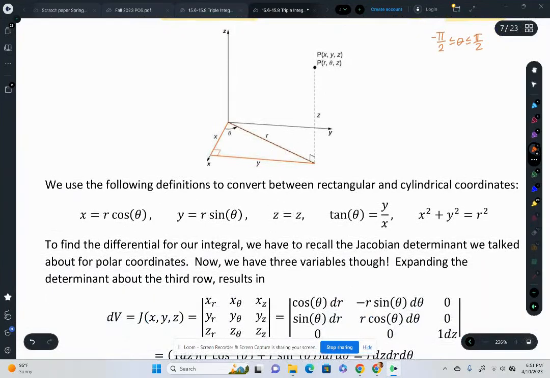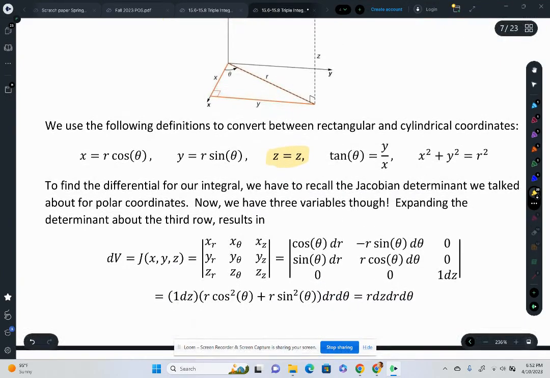We have the exact same conversions as well. X is r cosine theta, y is r sine theta, z gets to be z. So that's the big difference right here is we've added in this part, okay? But there's no change. Z just gets to be z, okay? Tangent of theta is still y over x, and x squared plus y squared is still r squared.